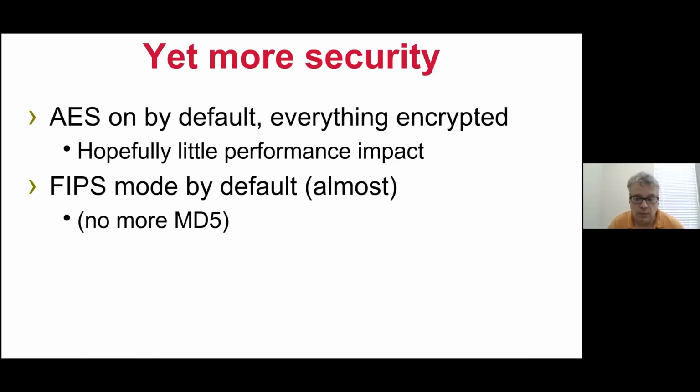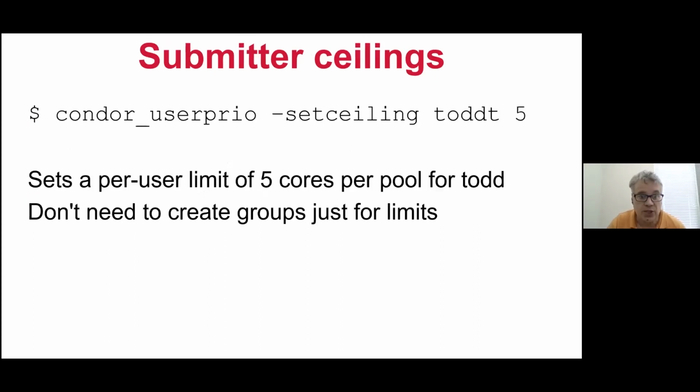In the scheduling department, we added ceilings. And a ceiling is an absolute limit on the amount of slots or cores that a particular user can have. In the past, we only had limits, which we called quotas on groups. So this allows an admin to set an upper bound on the amount of resources that any one user can use across the pool without creating groups or accounting groups. That was a big ask that a lot of sites have been asking for.